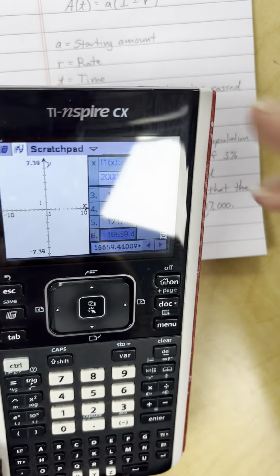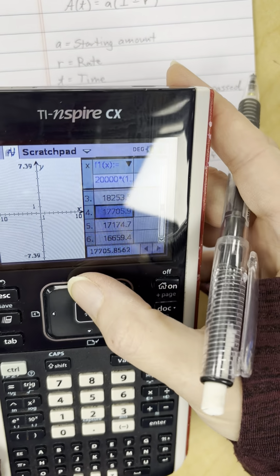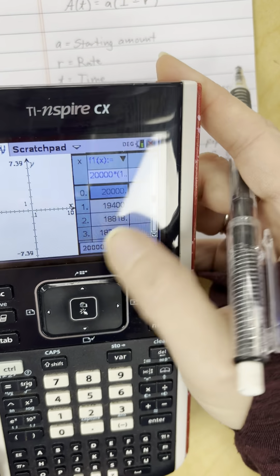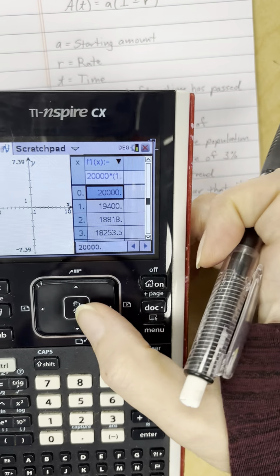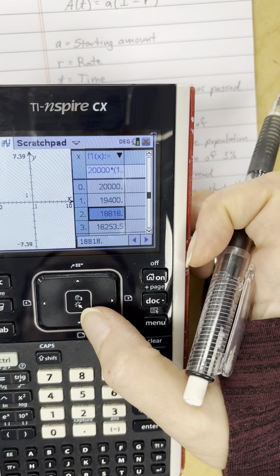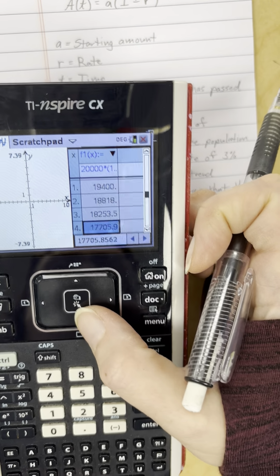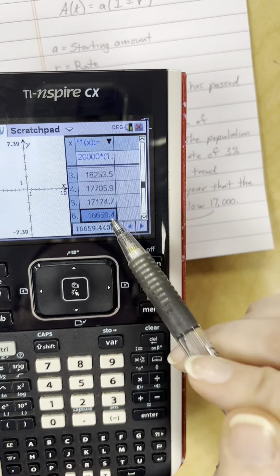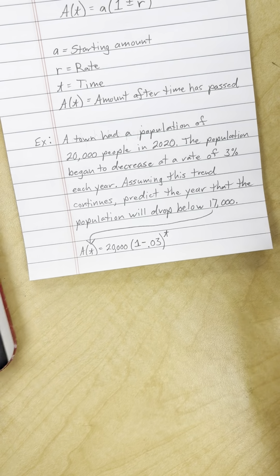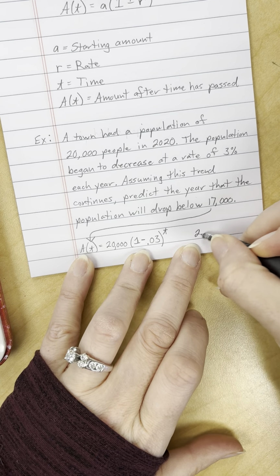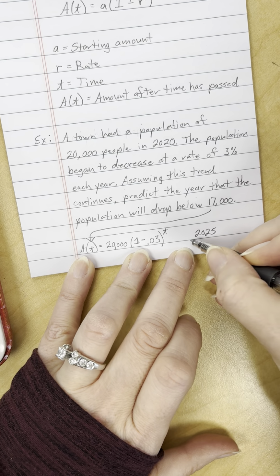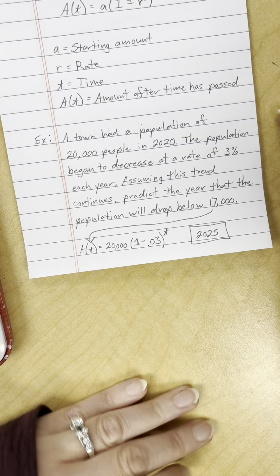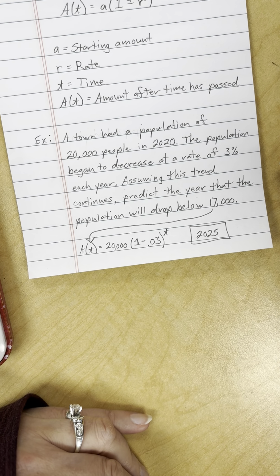I need to know that, all right, again, 2020 was 20,000. 1 year later, that's 2021, 2022, 2023, 2024, 2025, and sometime during 2025, it drops below, because by the time we get to 2026, it is down. So ladies and gentlemen, 2025, that is the year that we would predict a fall below 17,000 for our population.